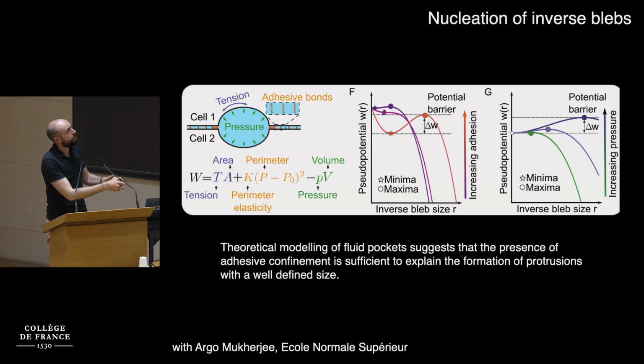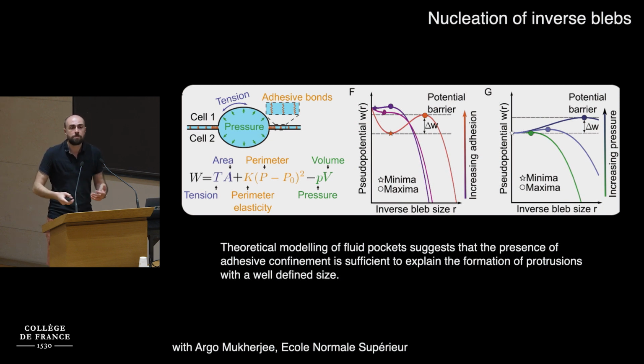And if you play with adhesion, what you see, and that is coming out naturally from the model, is that you have the breaking of, you jump over a potential barrier, and this provides a critical size, or a defined size, for those water pockets. And this is something that we had noticed. The blebs have a characteristic size, the water pockets have a characteristic size.